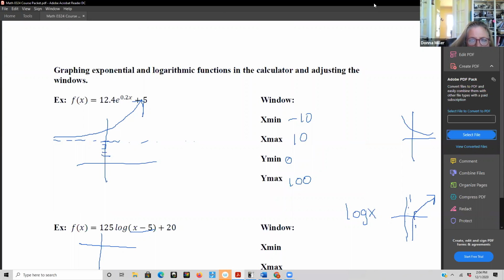Let's do this. How do I clear this thing? Annotate, clear.